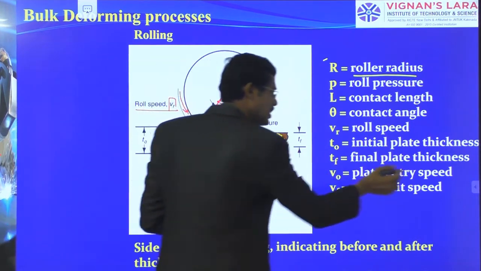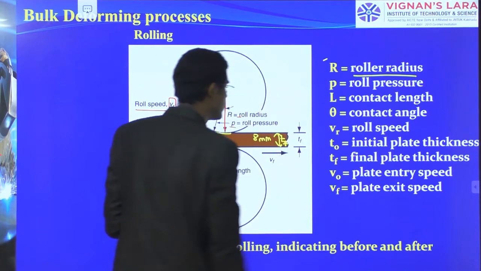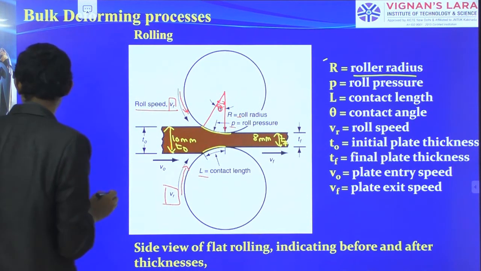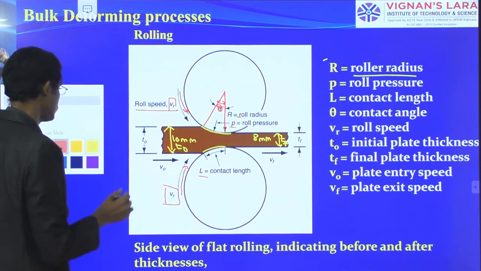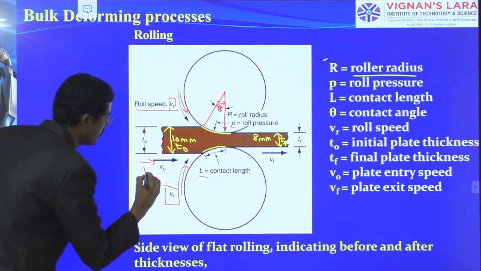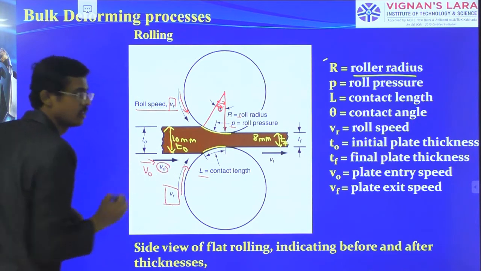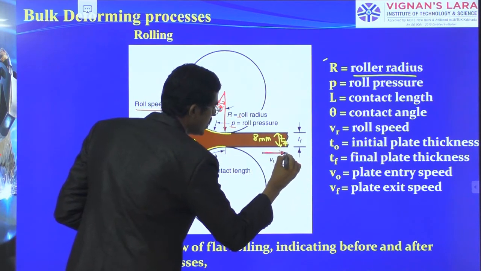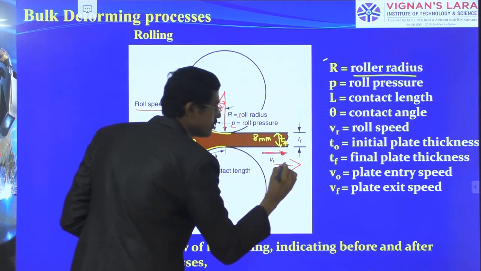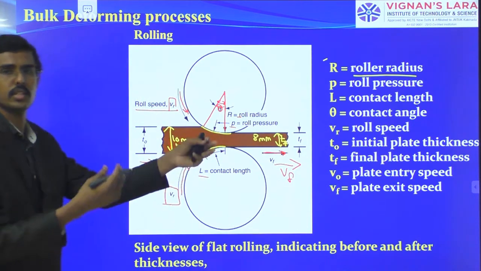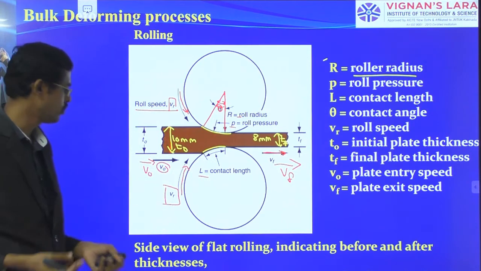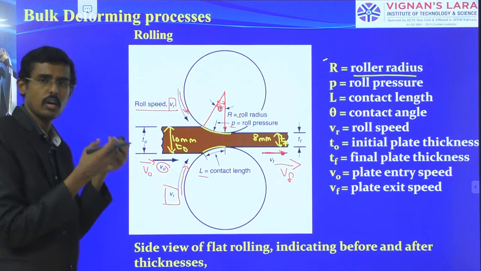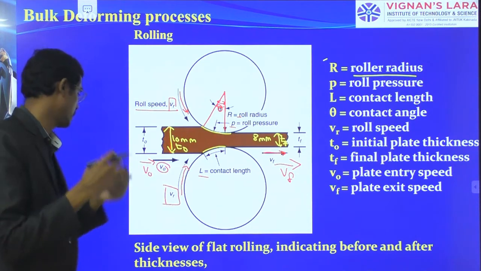Therefore, there is a plate entry speed and a plate exit speed. Here I have shown how the plate is entering. The plate entry speed I mention as V0, and the plate exit speed I mention as VF, the exit or finishing speed. So these are a few points we should know about the nomenclature of how rolling operations take place.